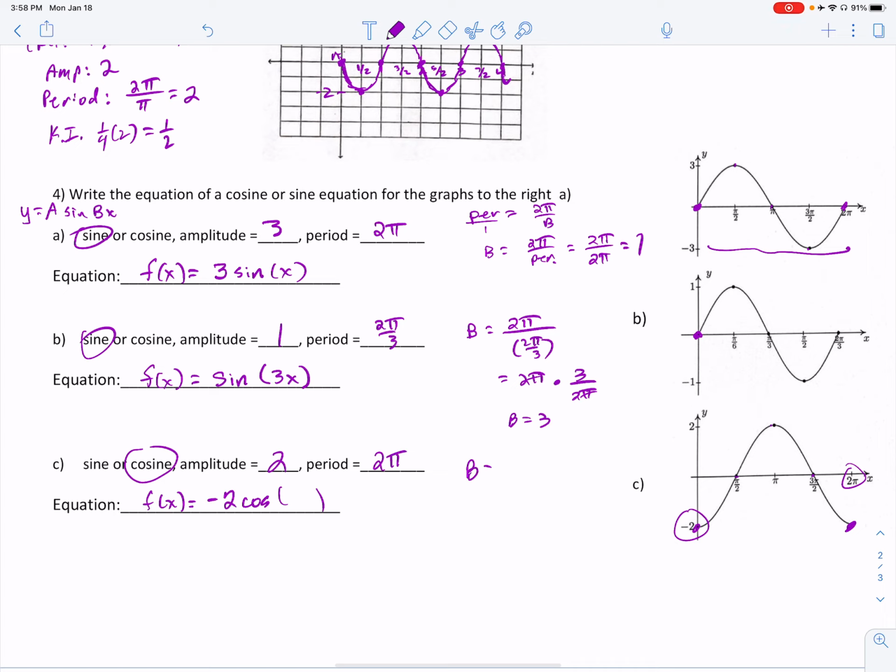So my b value, again, is 2 pi divided by the period. But since the period is 2 pi, b is just 1. You need to know that because you're going to get ones on your homework where there are more period changes. So you need to have that process down. So in this case, the period was just 2 pi, so it ends up just being f of x equals a -2 cosine x.